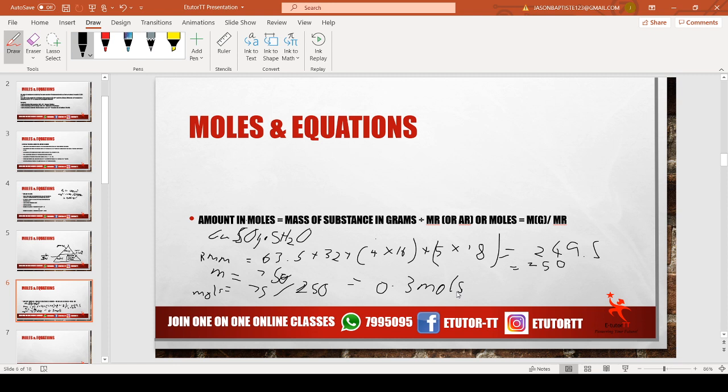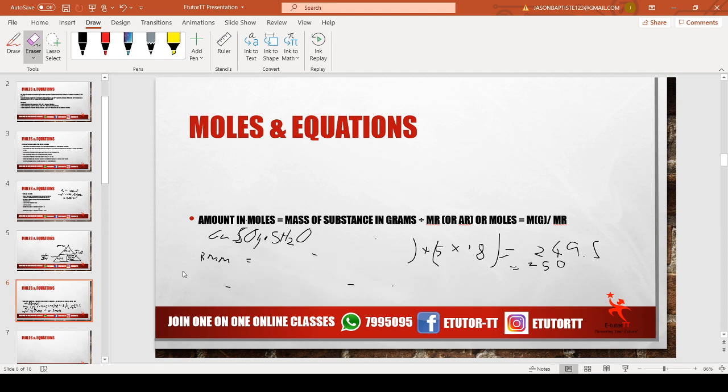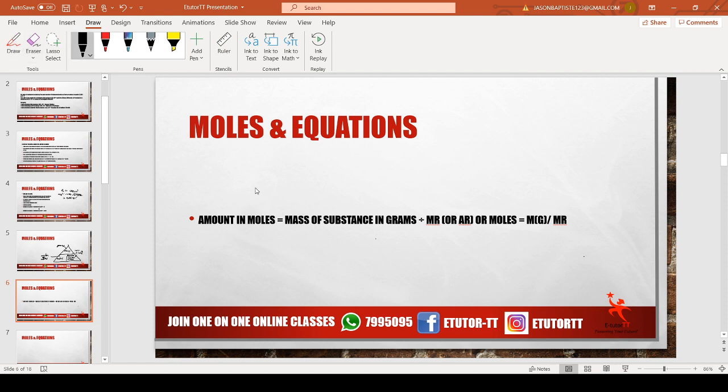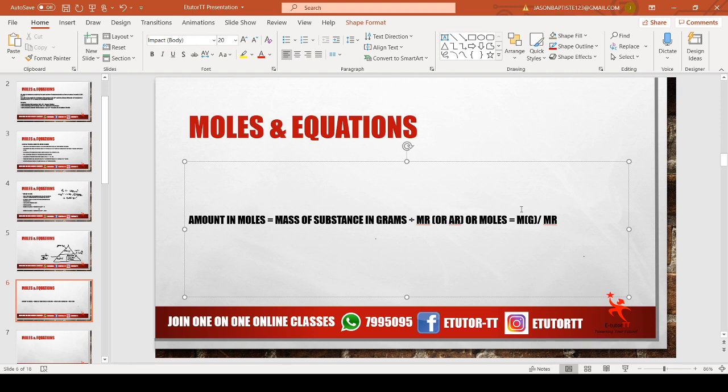So let's do a little flip session. What if we wanted to find the mass? They gave us the moles, and we know the RMM. What if we wanted to find the mass? Well, let's just flip this equation a little bit, because it's basic maths. The equation says amount of moles is equal to the mass of the substance in grams divided by the molar mass.